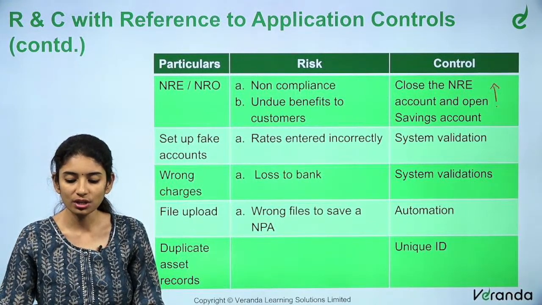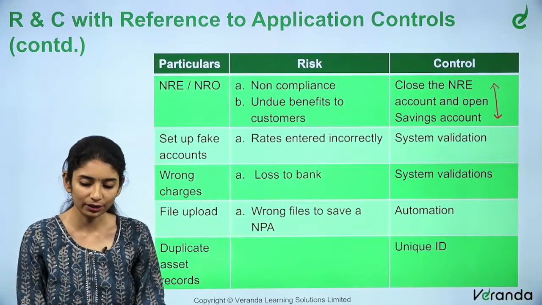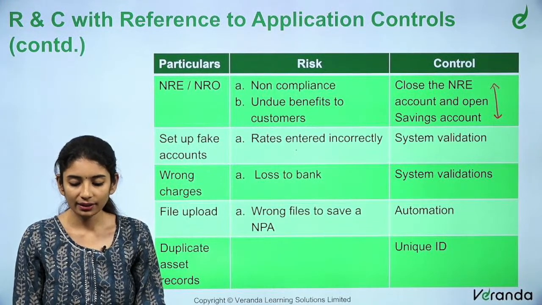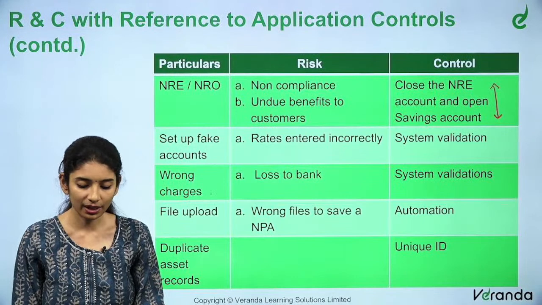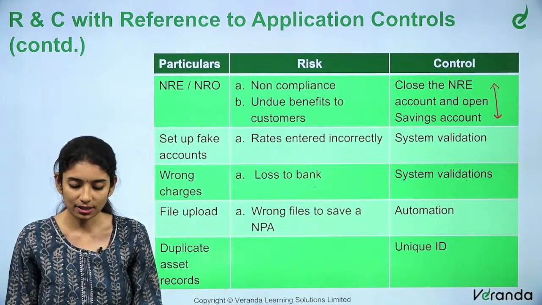In that case, the control is to close the NRE account and open a savings account for them if they have moved back to the country. Fake accounts are there in the system. The rates are entered incorrectly: system validation. Wrong charges lead to a loss to the bank: system validations.